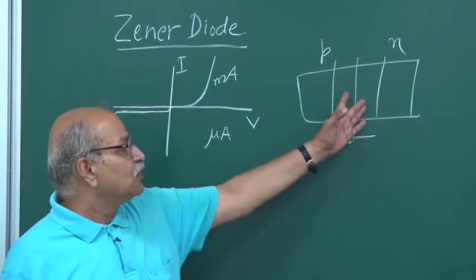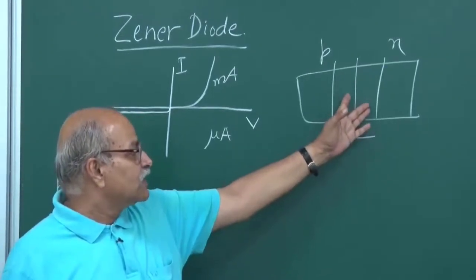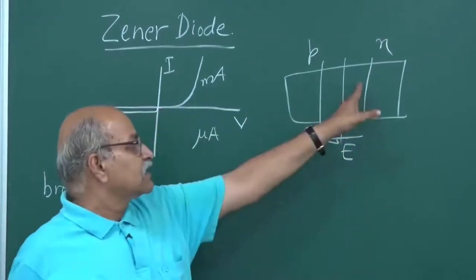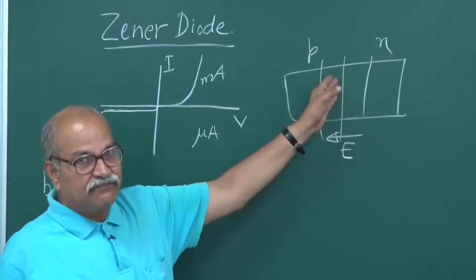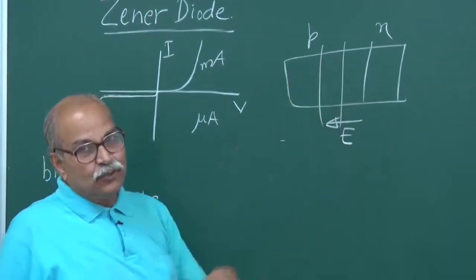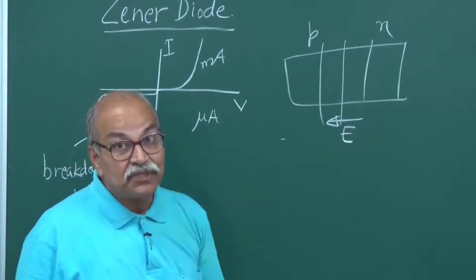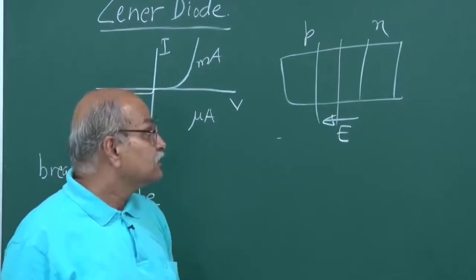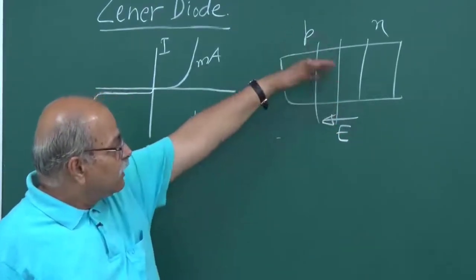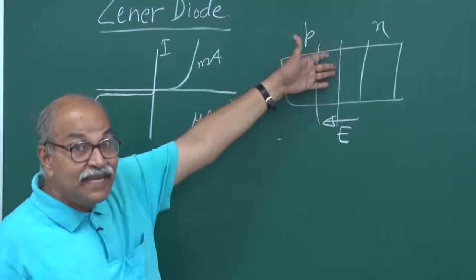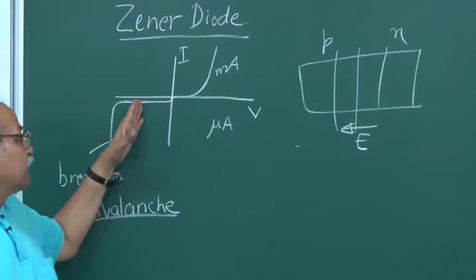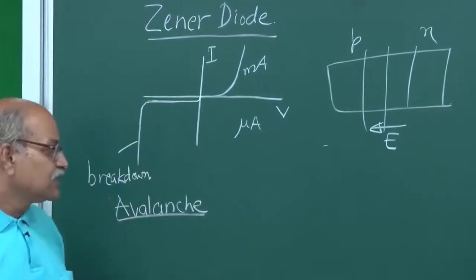Once new electron-hole pairs are created, they are also accelerated by this electric field. Electrons are accelerated towards the right, holes are accelerated towards the left, and they may also gain enough kinetic energy to break even more of those valence band electrons and make them free. This way a large number of electron-hole pairs may get produced if this process starts. That breakdown is known as avalanche breakdown.